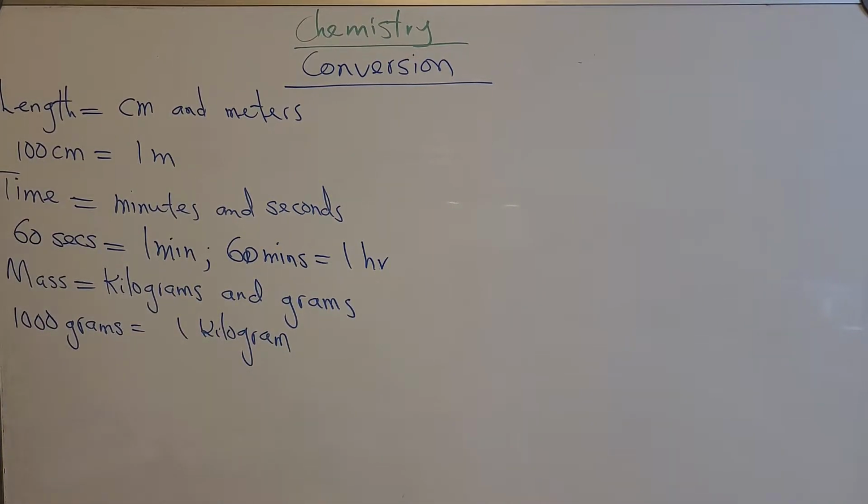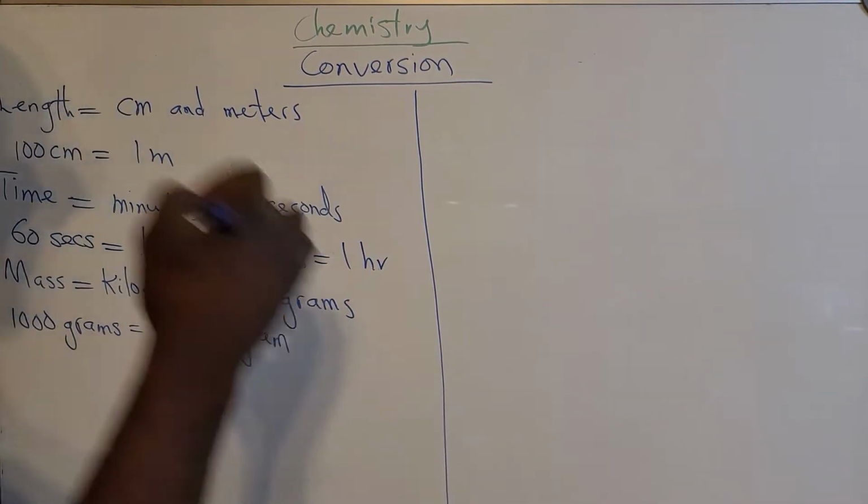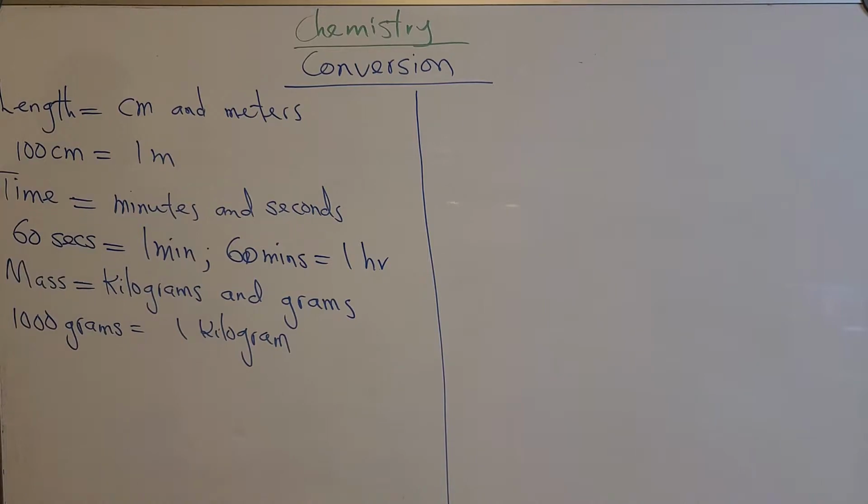So the question is, how do you convert these? You want to be able to convert between these units. In some cases, they're going to give you non-SI units, and you are supposed to convert to SI. So I'm going to draw a line here. I'm going to do examples. We're going to do different kinds of examples, okay? And those examples will help us to understand how to convert. So I'm going to start with example one.